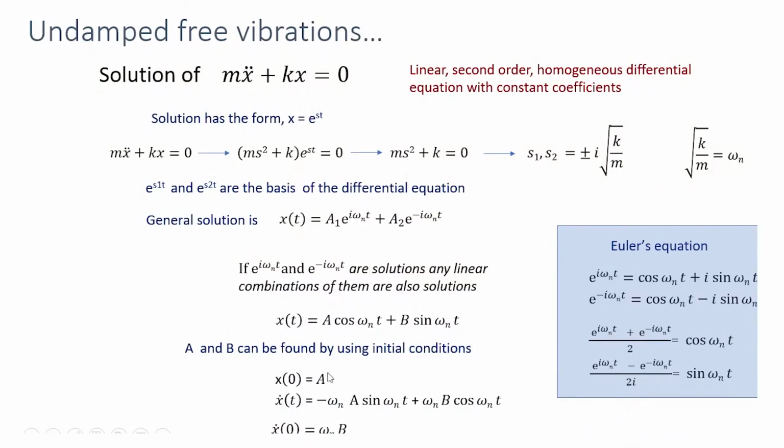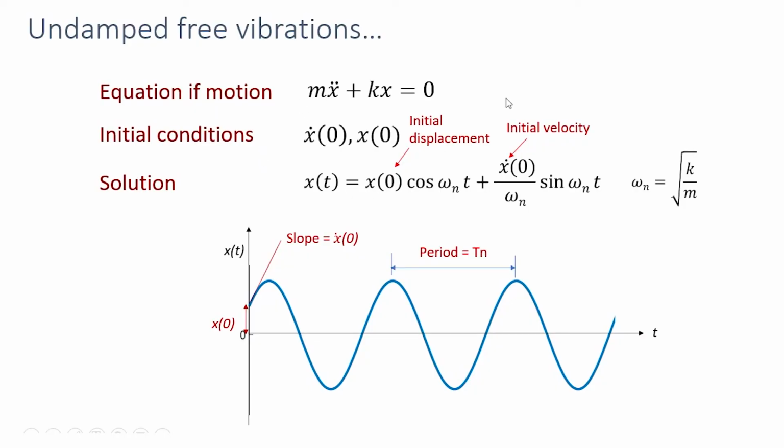Now similarly, we can find the constant b using the initial velocity. So differentiate it, you'll get this, and substitute the value of velocity at time t equal to 0. We will get the initial velocity is equal to omega n multiplied by constant b. So now we have solved this equation. We know the general form of the solution, and we know the constants also.